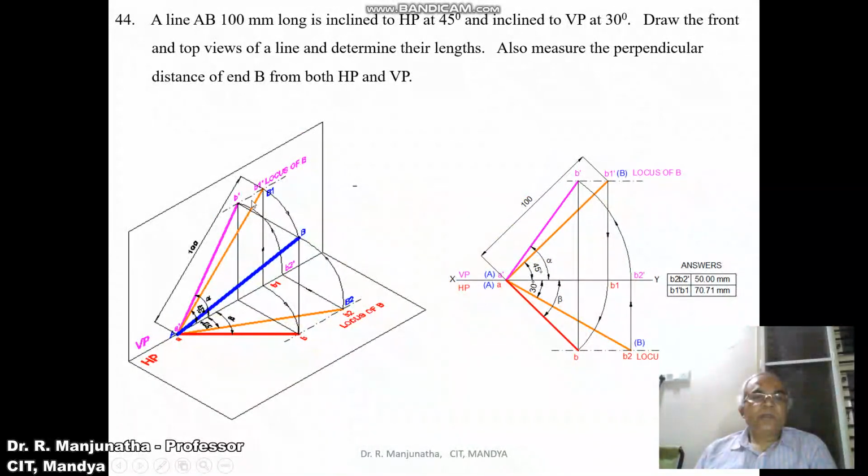Then draw the locus of B in the front view and draw the locus of B in the top view. So this is capital B1 and this is capital B2. Now we need to find out the front view and the top view. Here the front view line is in true length. Therefore its corresponding top view will be parallel to XY. So A is on the XY line, so B1 should also be on the XY line.